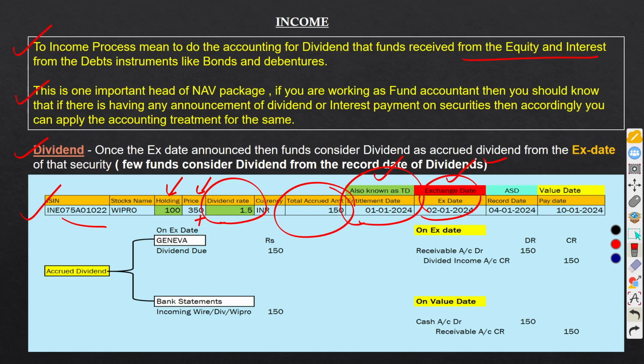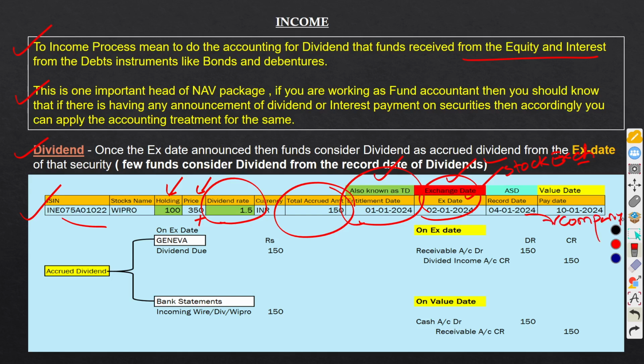So let me quickly decode a few things around the X date and record date. Who announces the X date? The stock exchange announces this date. Then who announces the record date? The company announces this date.